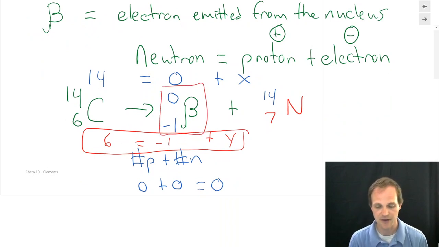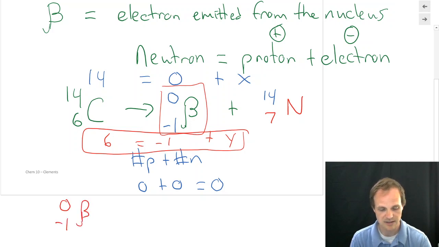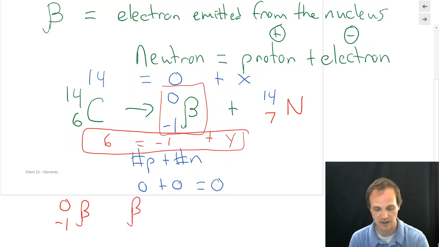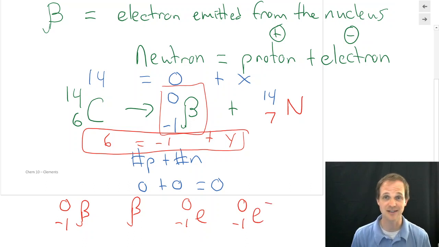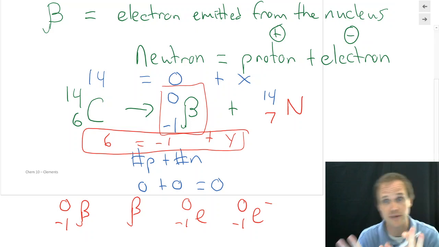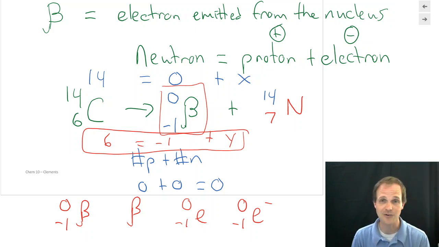Just like in the case of the alpha particle, there's a bunch of different ways of talking about beta. Some people will write 0 minus 1b. Some people will just write the beta all by itself, and you have to know that it's 0 minus 1. And some people will write 0 minus 1e, and even you'll see people write 0 minus 1 e minus. And that doesn't mean there's 2 minus charges. They're just telling you the minus twice, just to make sure that you really see it. So those are 4 different ways of writing the beta particle. You should be familiar with all of them and understand that they are entirely equivalent. There's no difference in meaning between any of those.